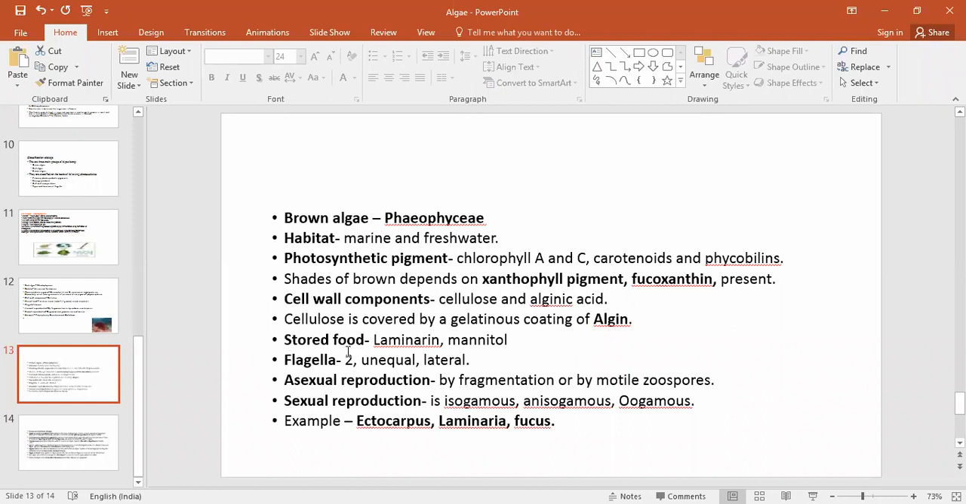Then next is the storage of food. Here the storage of food is in the form of laminarin and mannitol. In rhodophyceae it is in the form of Floridean starch, and in chlorophyceae only starch. Flagella are present here too, unequal in size, with a lateral arrangement. The asexual mode of reproduction is by fragmentation or by motile zoospores. They may also reproduce by the sexual mode, by isogamous, anisogamous and oogamous mechanisms. Examples are Ectocarpus, Laminaria, Fucus.